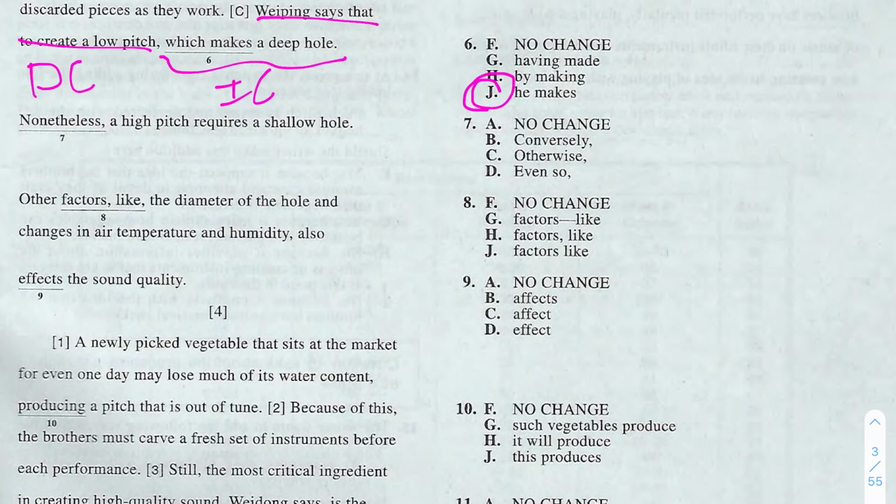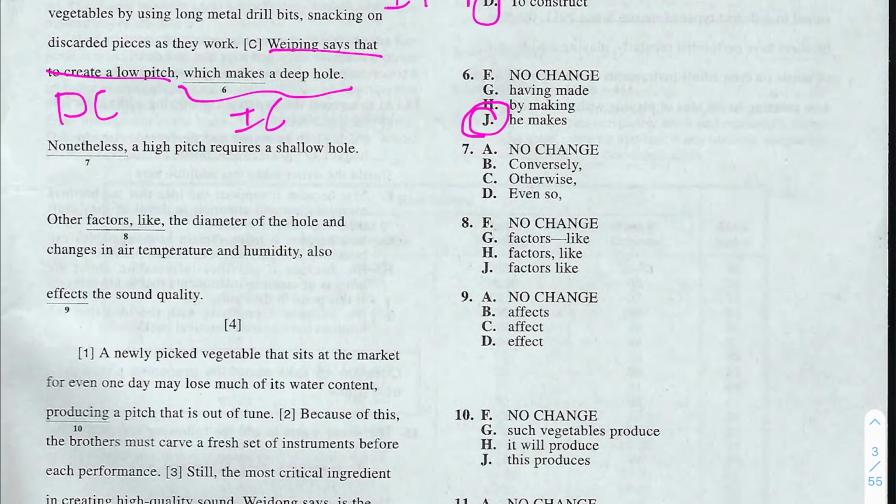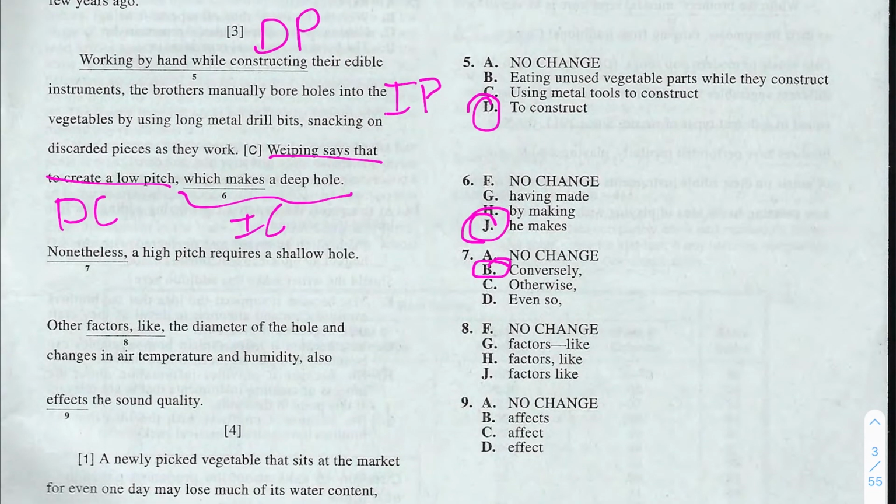And then for 7, it would be B, because we are shifting the paragraph from creating a low pitch to a high pitch. So we need a word that shows the shift, and the best suitable word for this is conversely. So 7 is B.